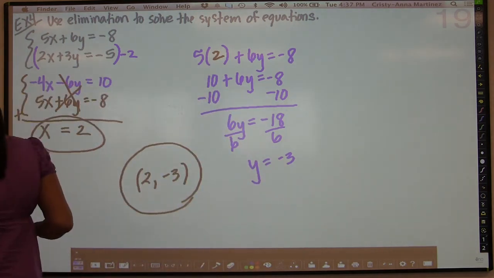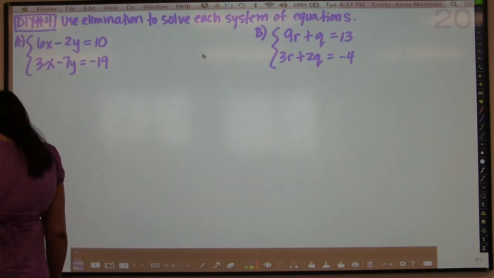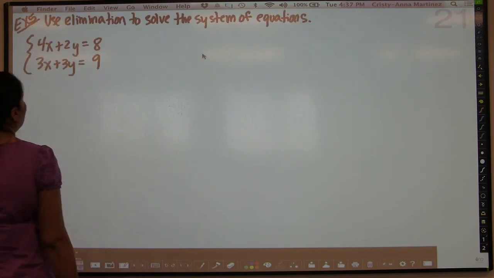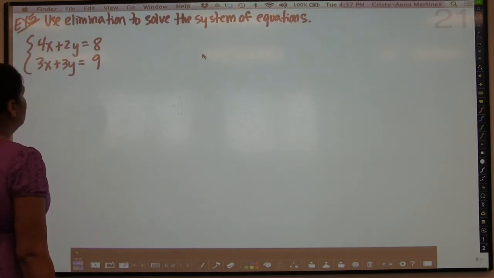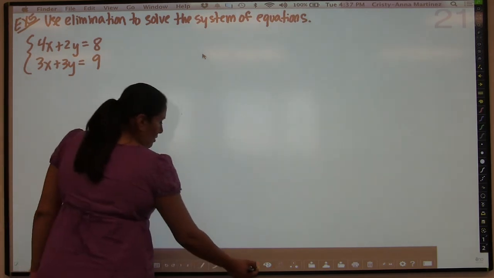And that's how you do elimination involving multiplication. So now we're going to have you try these little guys. And then we'll go on to our last example, just to give you one more shot at how this works.